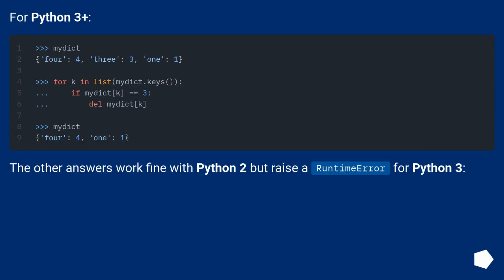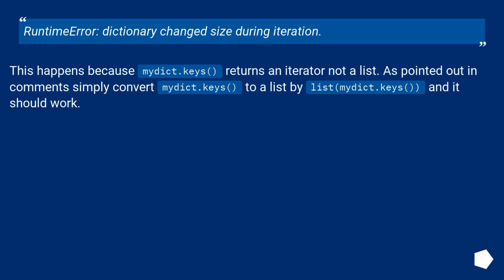For Python 3+. The other answers work fine with Python 2 but raise a runtime error for Python 3. Runtime error: dictionary changed size during iteration. This happens because midict.keys returns an iterator, not a list. As pointed out in comments, simply convert midict.keys to a list by list(midict.keys()), and it should work.